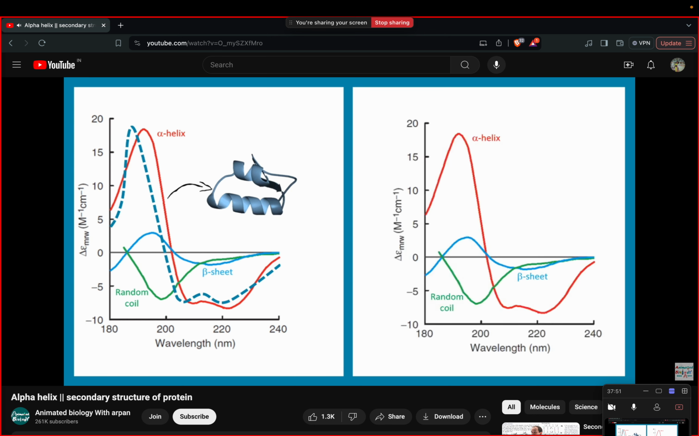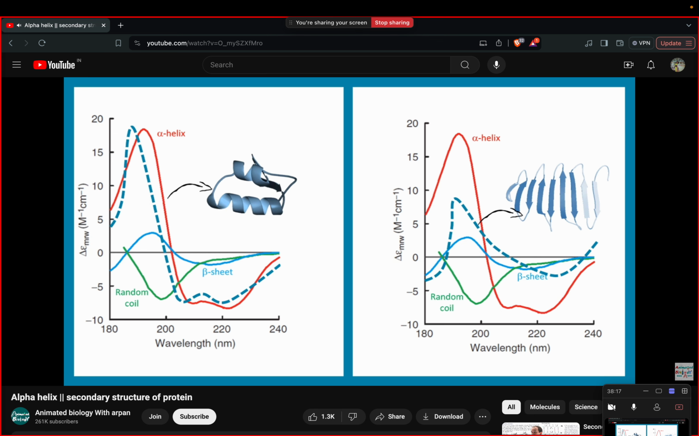Coming to the next example, if we take another protein and plot its CD spectrum, look at it. It matches the beta pleated sheet signature. That means this particular protein might have a majority of beta pleated sheet in its structure. So these nitty-gritty details about secondary structures can be obtained with the help of circular dichroism spectroscopy.